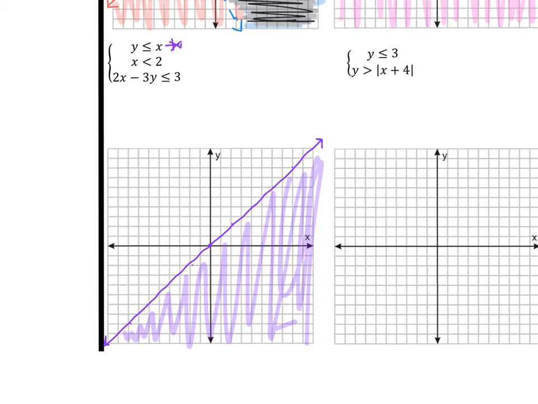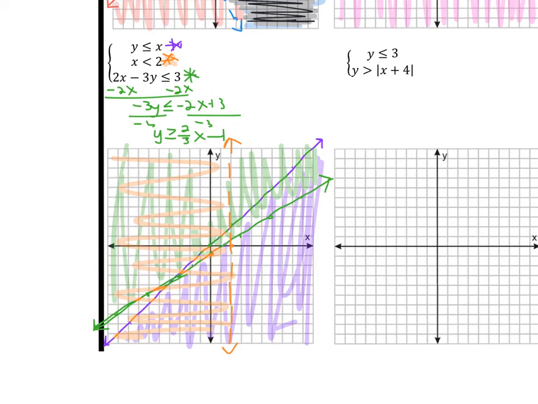Now let's go ahead and graph x is less than 2. I'm going to graph that one in orange. And then I'm going to graph 2x minus 3y is less than or equal to 3. Make sure to graph both of those and then press play, and we'll see what kind of region we get for our final solution. Taking a look at the orange inequality, x is less than 2.